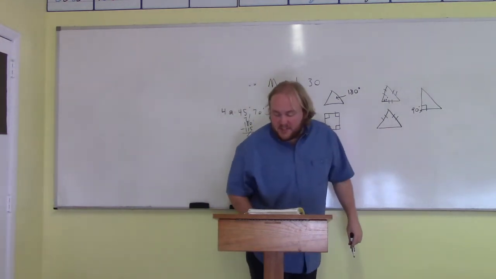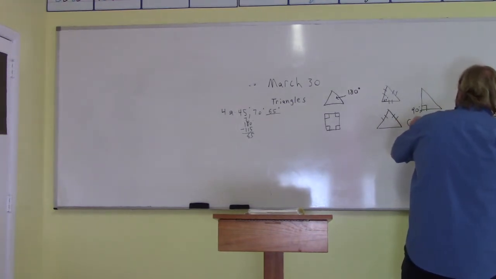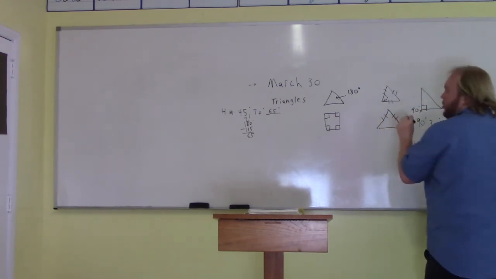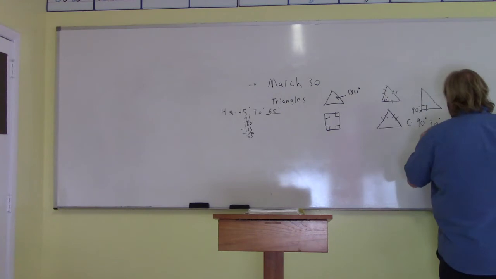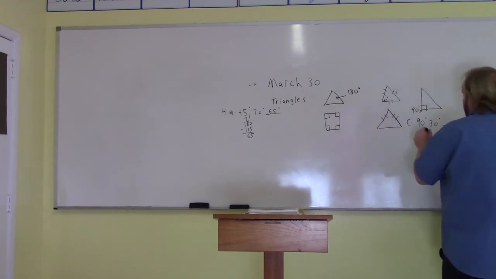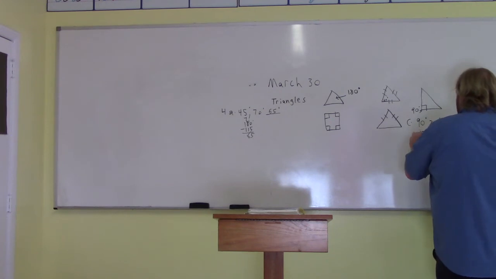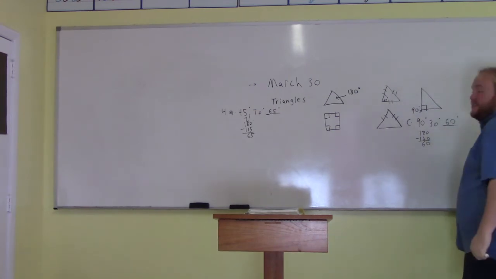Let's do 4C. So we've got a 90 degree, a 30 degree. So what kind of triangle would this be? 90 degrees. That's right, that would be a right triangle. And we're going to find our missing one. 90 plus 30 is 120. So we go 180 minus 120. We got 60 degrees. That's right. Our missing angle is 60 degrees.